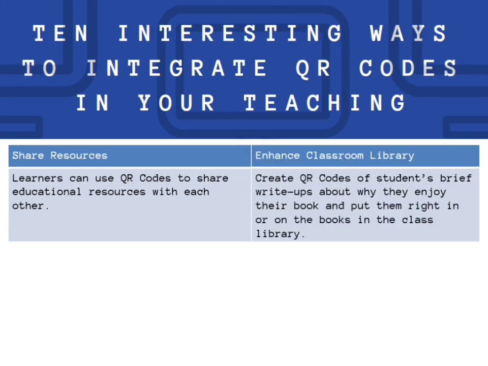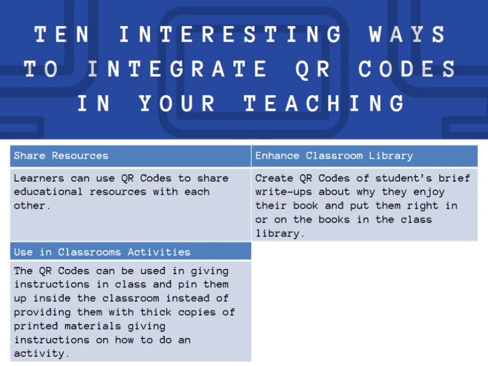Create QR codes of students' brief write-ups about what they enjoy in their book and put them right in or on the books in the class library. Use in classroom activities. The QR code can be used in giving instructions in class and pinned up inside the classroom instead of providing thick copies of printed materials giving instructions on how to do an activity.